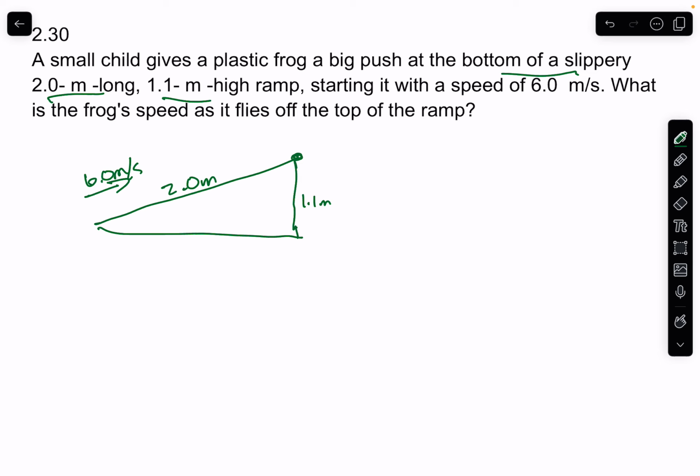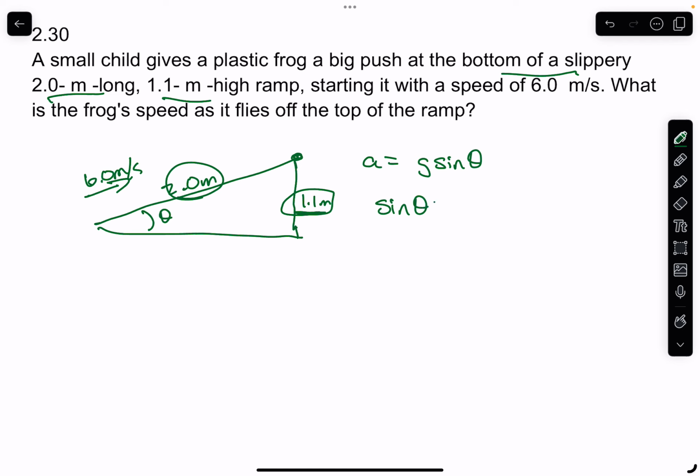Now you have to find the acceleration. Remember, acceleration is equal to g sine theta, but we don't have theta. But we can find theta because this is theta, this is the opposite, and this is the hypotenuse. So sine of theta is equal to 1.1 over 2.0, and now I can solve for theta. In your calculator, that'll be sine negative 1, parentheses 1.1 over 2.0, and that'll give you an angle.